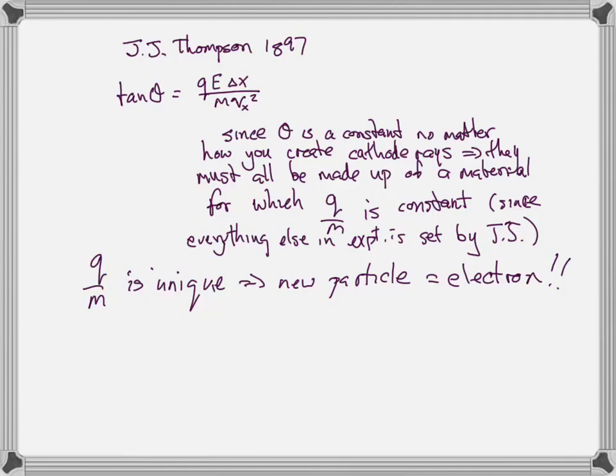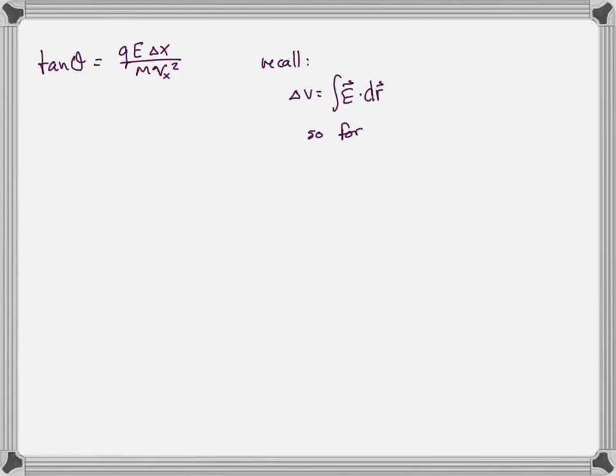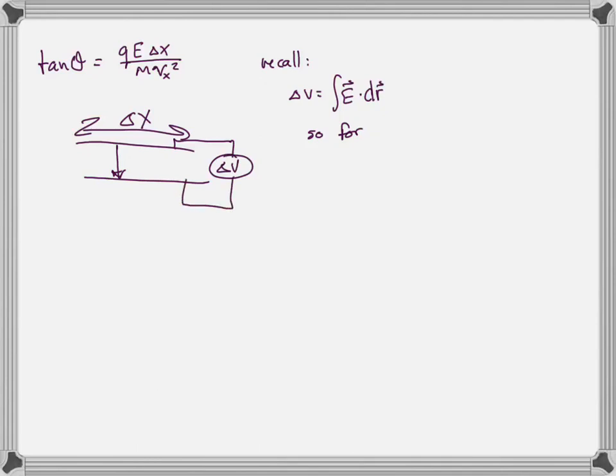Let me just look a little closer at this equation, tan theta, just to make sure that we understand that Q over M are the unknowns and the rest of what we set. We know that delta X is the length of the capacitor plates, and we know that E is the electric field between the capacitor plates. But we don't actually set E. What we set is delta V, where the capacitor plates have a separation of D. And so recall that what we're actually setting here is a voltage.